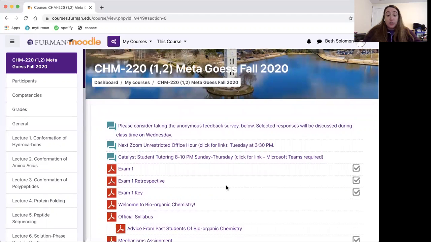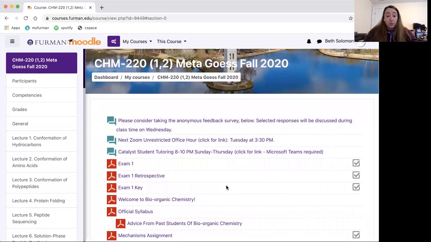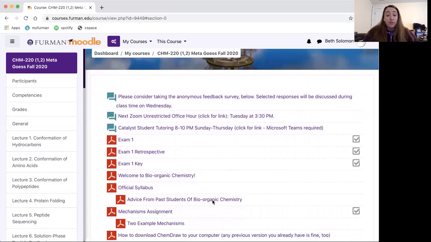And it's not just because it's an upper level bioorganic chemistry class, everything is building and there's a lot of material. If you go through and read the advice from past students of bioorganic chemistry, you'll see a lot of notes from people about the amount of time you need to spend each day reviewing. So what I'm trying to do here is to help you review more effectively and more efficiently.